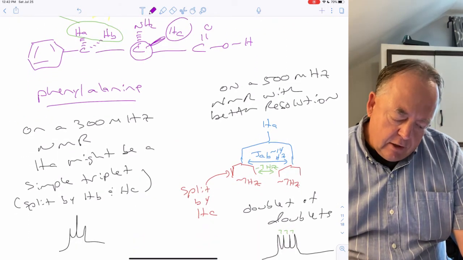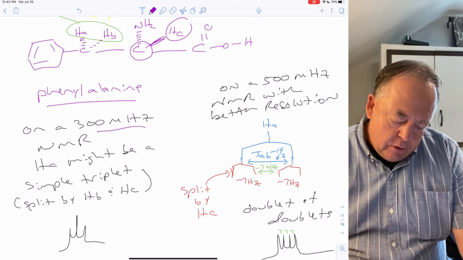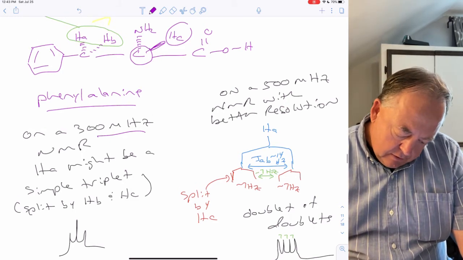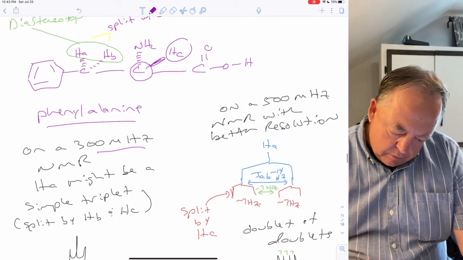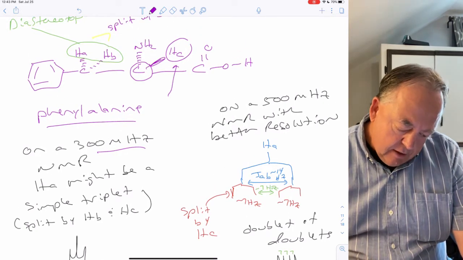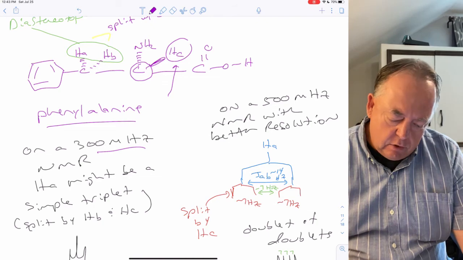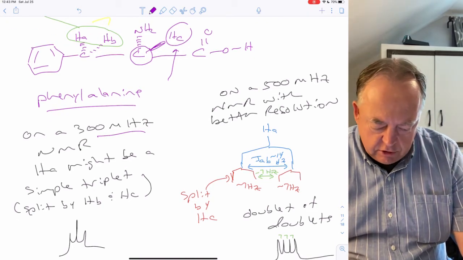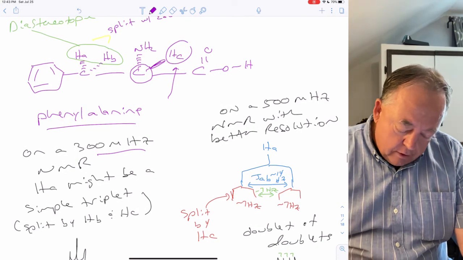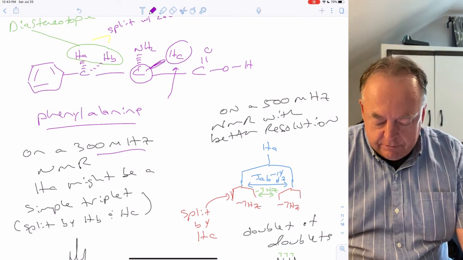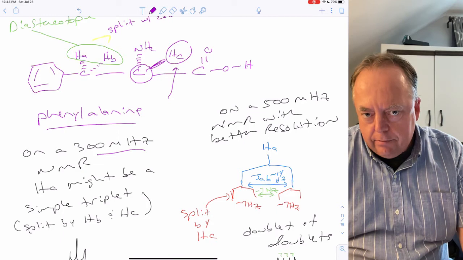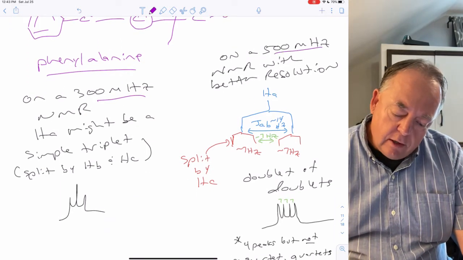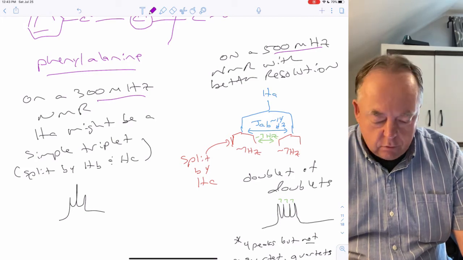If you did this on a 300 megahertz NMR, where you don't have as good resolution, so if we were looking at, this would be for HC. It's got 2 neighbors, HA and HB, so it would be a triplet, right? And HA has 2 neighbors. It's got an HB neighbor and an HC neighbor, so 2 neighbors, 3 peaks, triplet. But if you did this on a more powerful NMR, like a 500 megahertz NMR, we have better resolution.